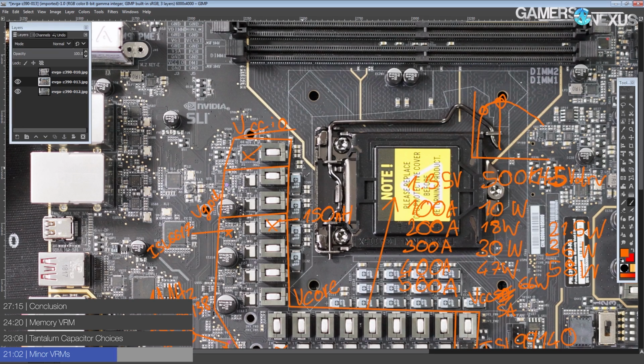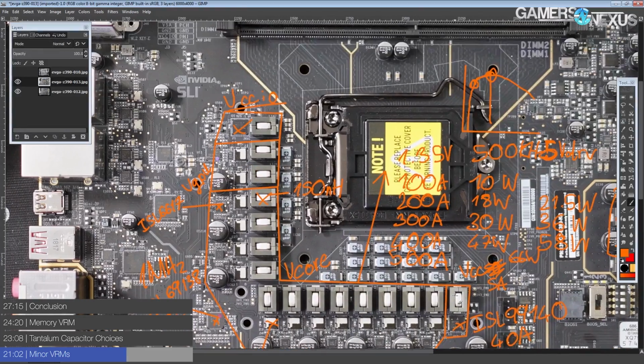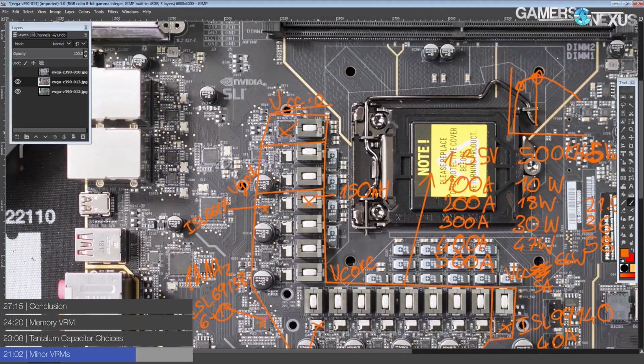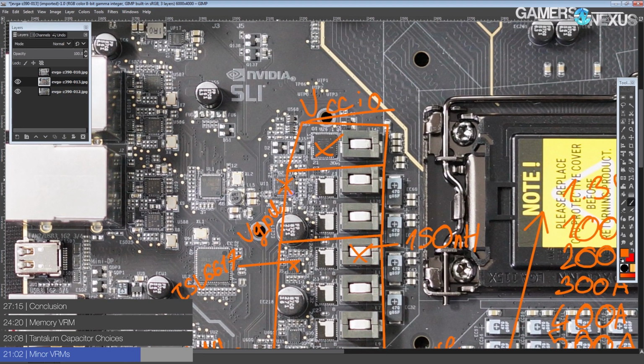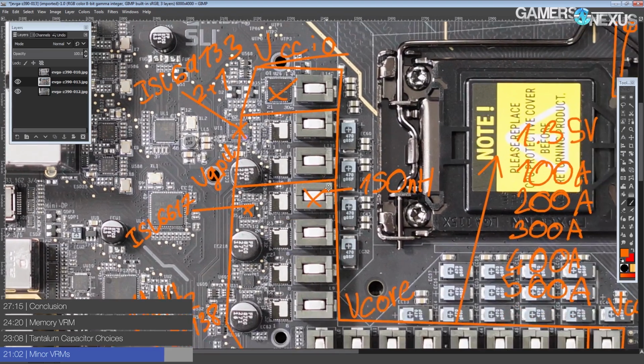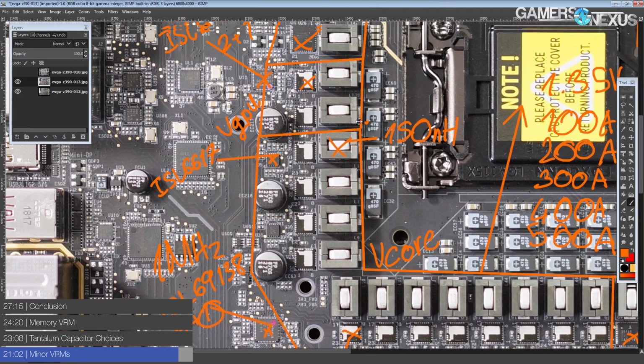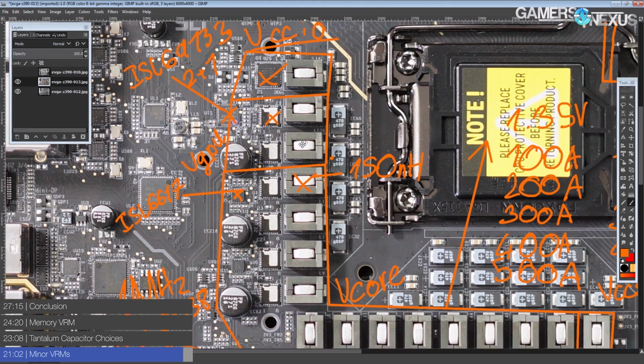VCCIO, same situation. The IO pulls even less power than the System Agent, so this is even more overkill, because that's again the same ISL99140 there, except the VCCIO is controlled by this controller right here, which is also controlling the VGPU, and that is an ISL69133, and that's a four phase running in 2+1 phase mode. So you do get a two phase IGPU power, and for IGPU power, the EVGA is using, again, the ISL99227Bs, which are ridiculous overkill for IGPU power. So there's two phases of that as well.